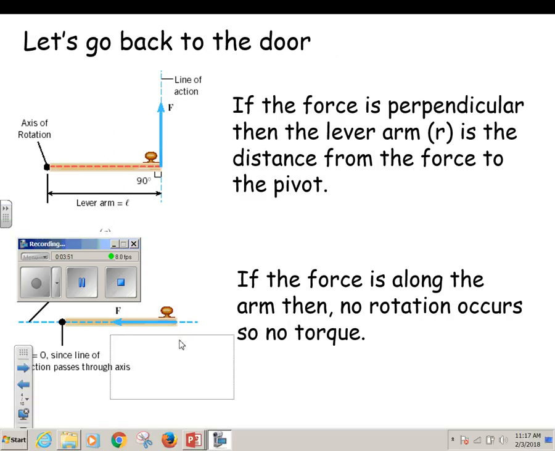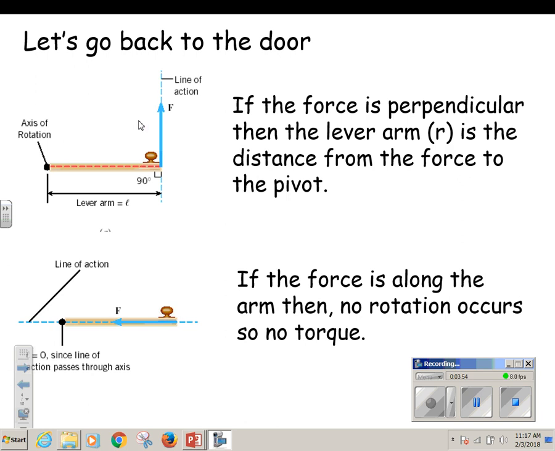So let's go back to our door examples. So if the force is perpendicular like this, so here's my door, and this is the plane at the radius of the door, because all the rotation is going to happen from the hinge here. Then if the force is perpendicular to the lever arm, which we call R, the distance from the force to the pivot, then you will have torque. Now here, I'm pushing on the door at its edge. So really this line of action is in line and parallel with the radius or the lever arm. And so if that's the case, then there's no rotation, so there's no torque.